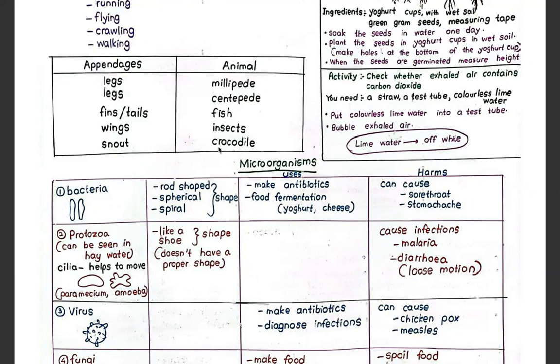Then crocodiles. Crocodiles have a snout. What is a snout? Homba, right? It is with the snout that they move around, right? So with the snout they go around. So snouts help crocodiles for locomotion.